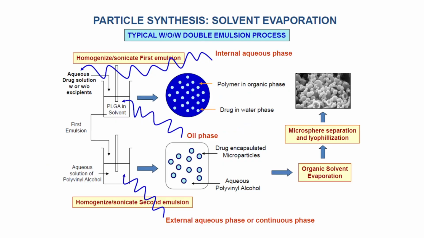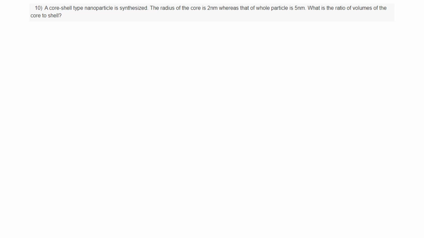Okay, we have one last question left for today's discussion. So the question is, a core shell type nanoparticle is synthesized. The radius of the core is 2 nanometers, whereas that of the whole particle is 5 nanometers. What is the ratio of the volumes of core to shell? So we'll give you guys some time to just grab a pen and paper and start solving. Let's see if we can get the answer. If anybody has already solved it, you can let me know.